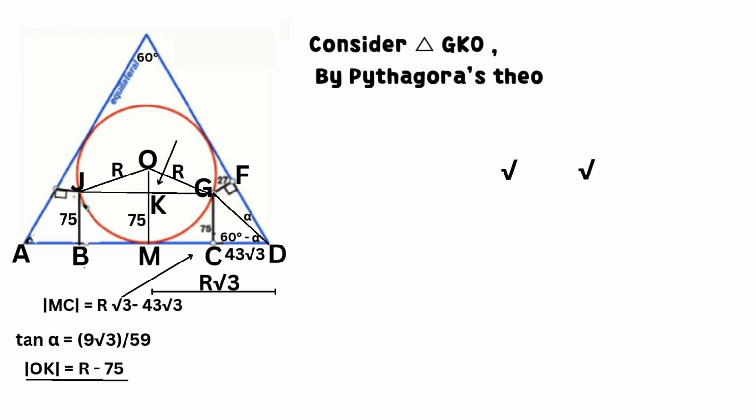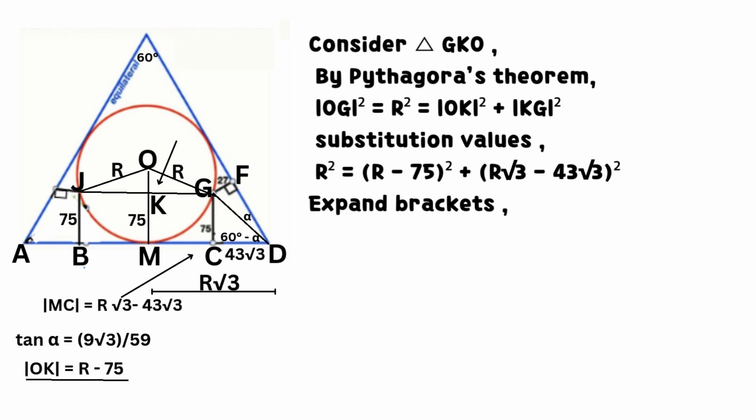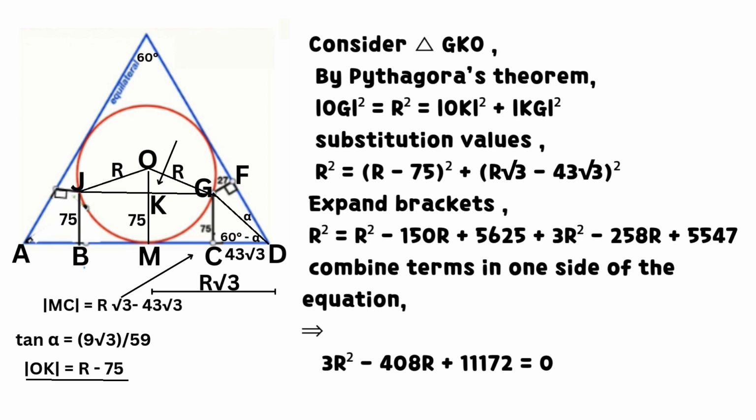Consider triangle GKO. By Pythagoras' theorem, the square of line OG equals the sum of the square of line OK and the square of line KG. Substitute values, and we obtained an equation shown on the screen. Expand brackets, collect and combine terms on one side of the equation. It follows that 3 times the square of R minus 408 times R plus 11,172 equals 0.